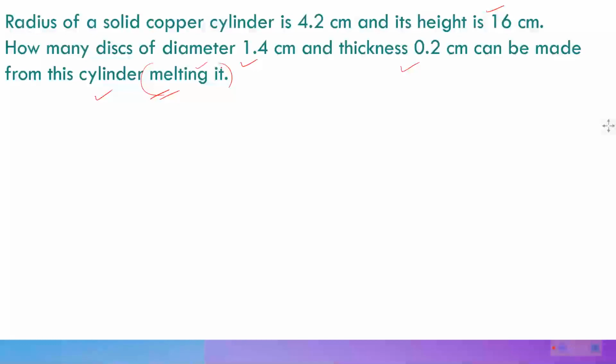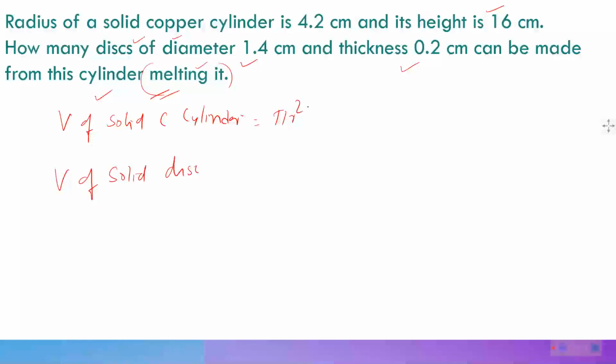If you melt a cylinder, whatever you get will have the same volume, maybe a different shape, but here the shape of the new thing is a small disc, again a cylinder. From a big cylinder we are making small cylinders. So the question is, how many such small ones can be made? So we should calculate the volume of the bigger one, then the volume of the smaller one, and find out how many smaller ones are there in the bigger. So we will have the volume of the solid copper cylinder, this is the bigger one. Then we will have the volume of the solid disc, which is also a cylinder.